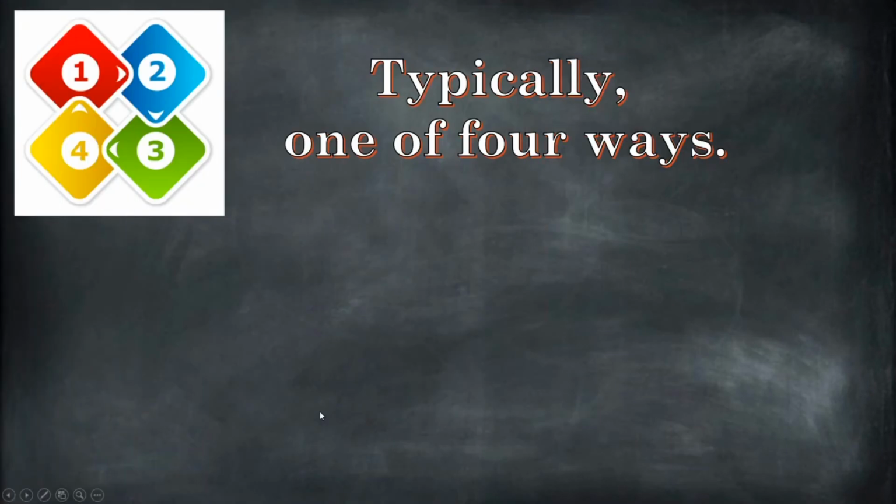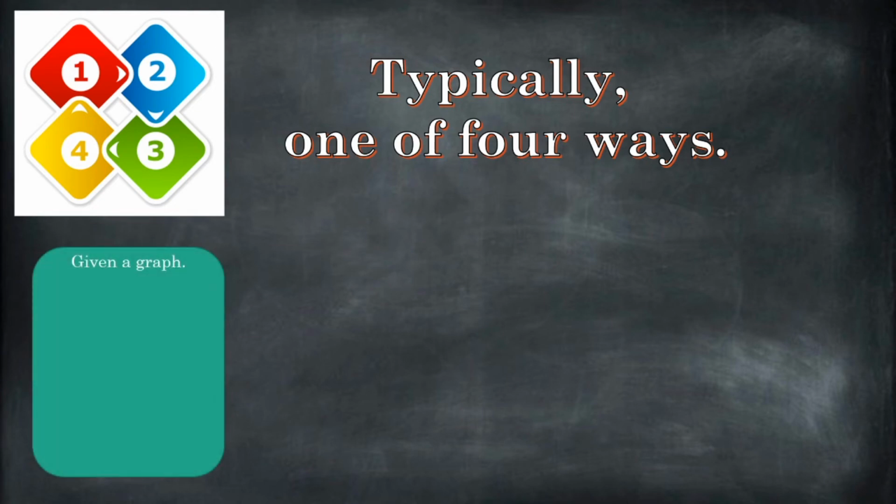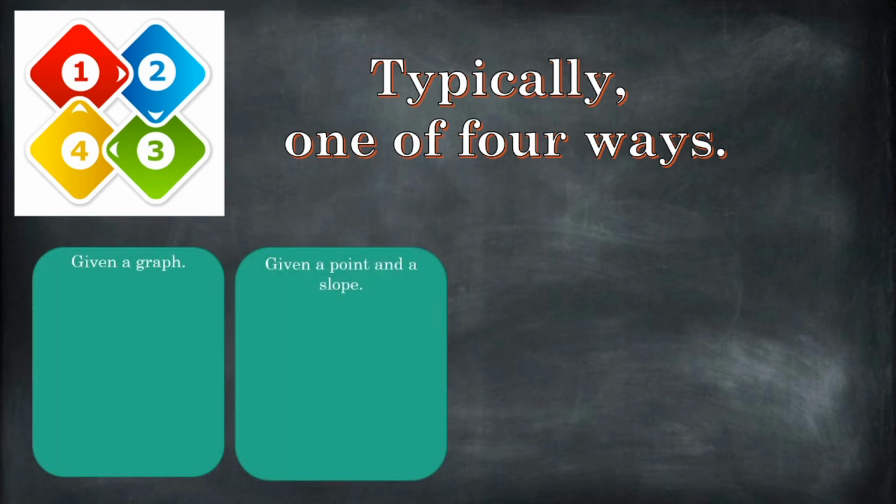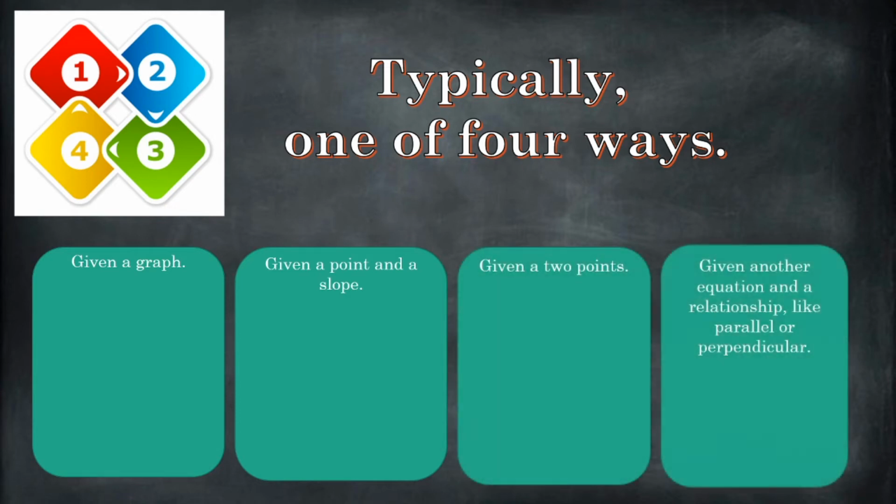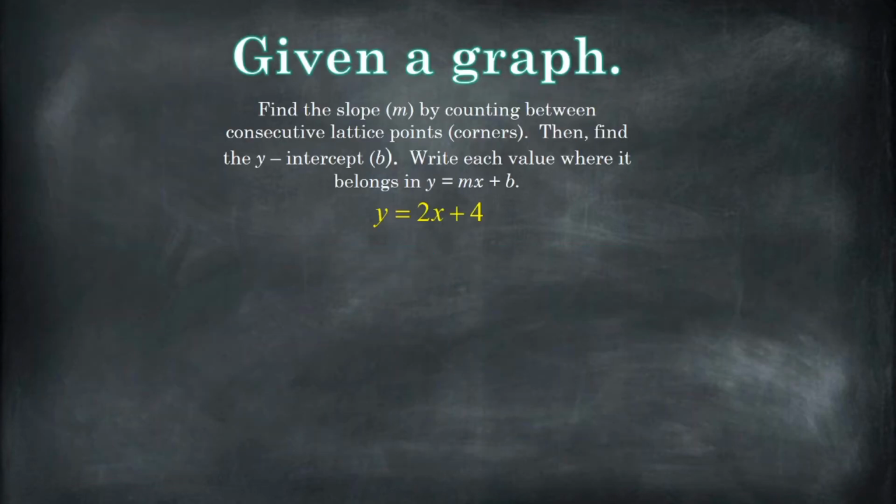Now, when you're doing these, there's typically 4 types of questions you're going to encounter. You've got to be familiar with all 4 of them. So check this out. The first one is they're going to give you a graph. Or they might give you a single point and a slope. Maybe they'll just give you 2 points, or they might give you another equation and then a point and tell you, hey, the line you need is either going to be parallel or perpendicular to the equation they gave you. So let's talk about each of these 4, shall we?